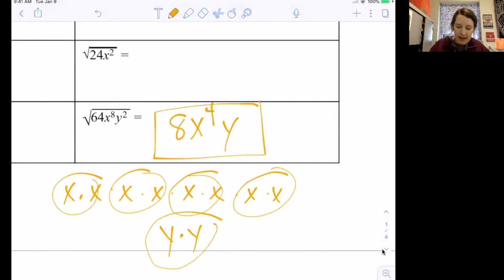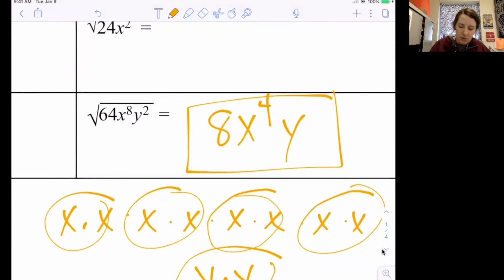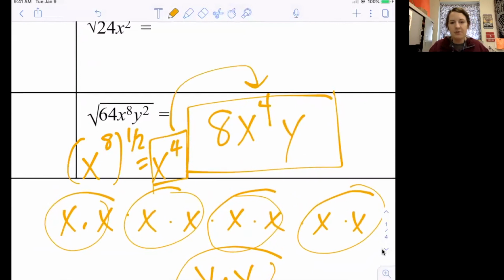Okay, you can also think of it as when you're taking the square root, it's the 1/2 power. So you have x to the 8 to the 1/2 power when you take the square root. And remember, a power to a power you multiply. So 8 times 1/2, that means it simplifies to x to the 4th when you take the square root.